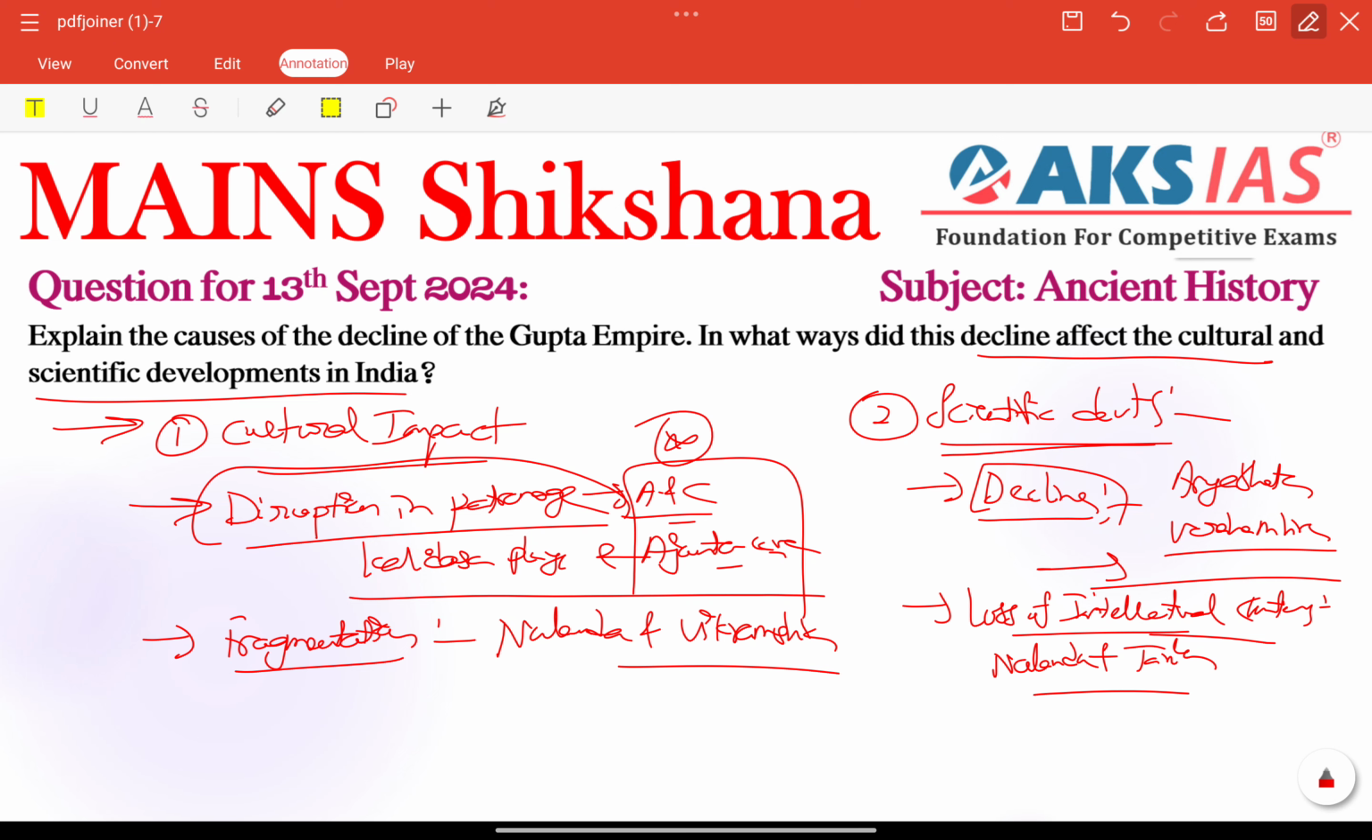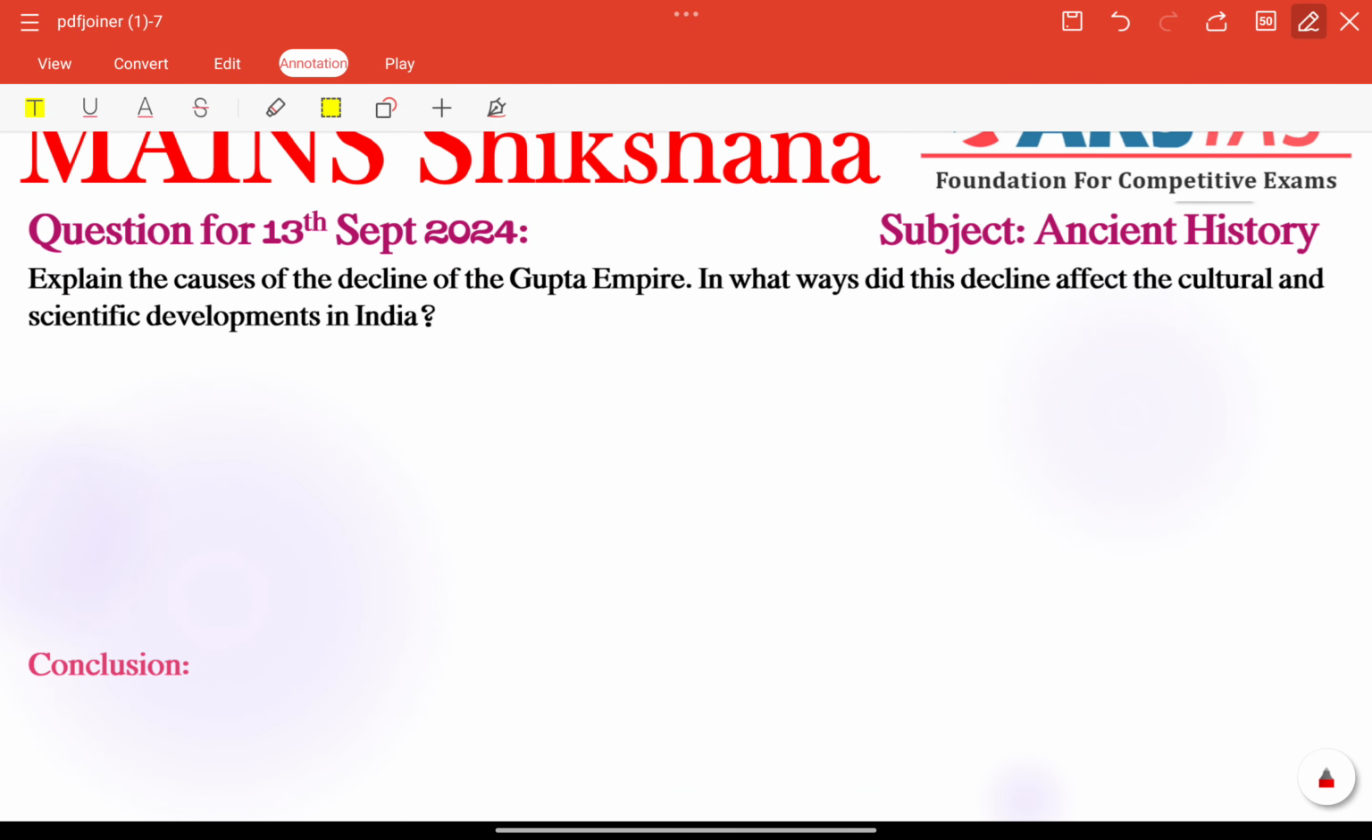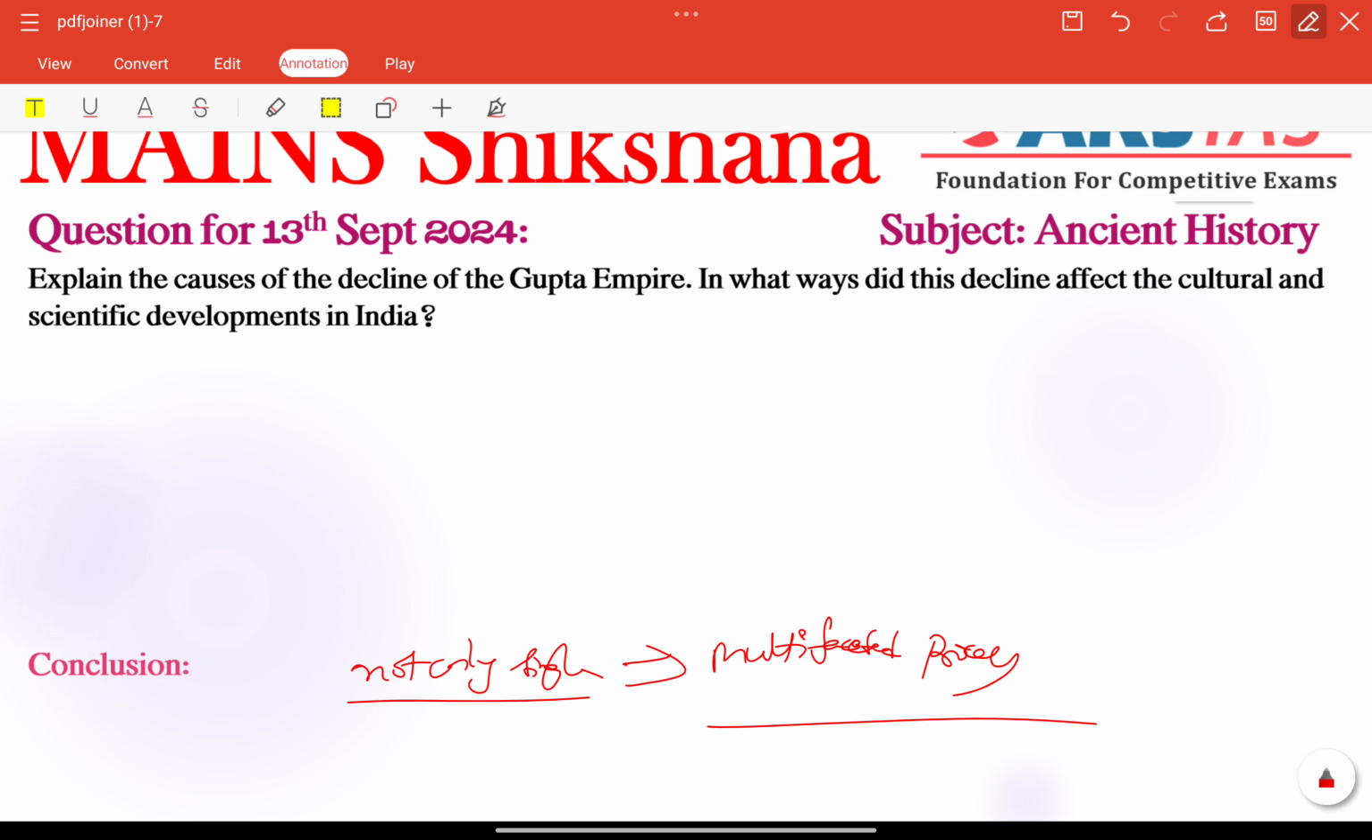Other than that, we need to conclude with a particular point. What is the holistic factor here? It is a multifaceted process. The decline of the Gupta Empire was not due to a single cause. It was a multifaceted process, driven by internal inefficiencies, succession crisis, and external invasions also. This is very important, and needs to be written here.